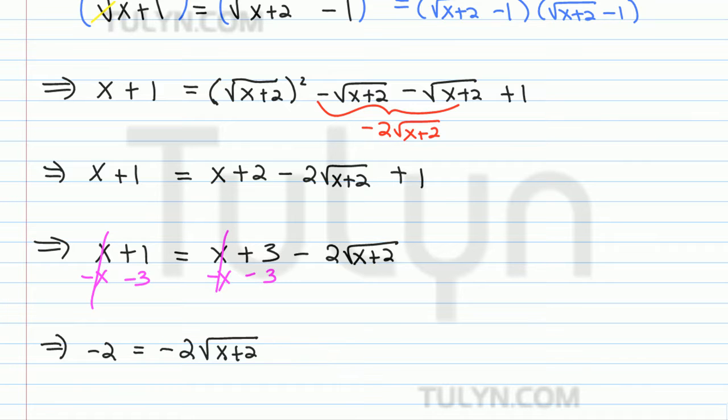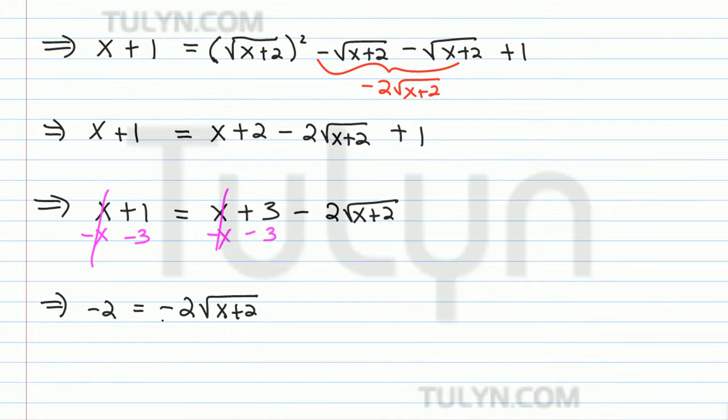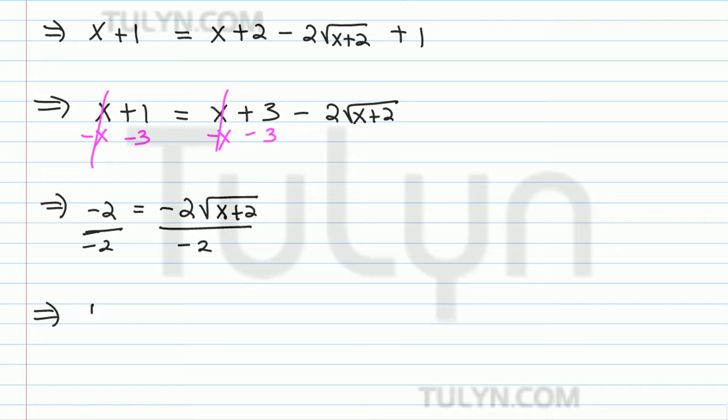Now I know you would probably be inclined to add 2 to both sides, but you can't. You can't add a 2 to both sides of the equation to get rid of this negative 2. What you'd have to do is divide. So if you divide both sides of the equation by negative 2, then on the left side this just simplifies to 1, and on the right side these two cancel out, so we're left with just square root of x plus 2.